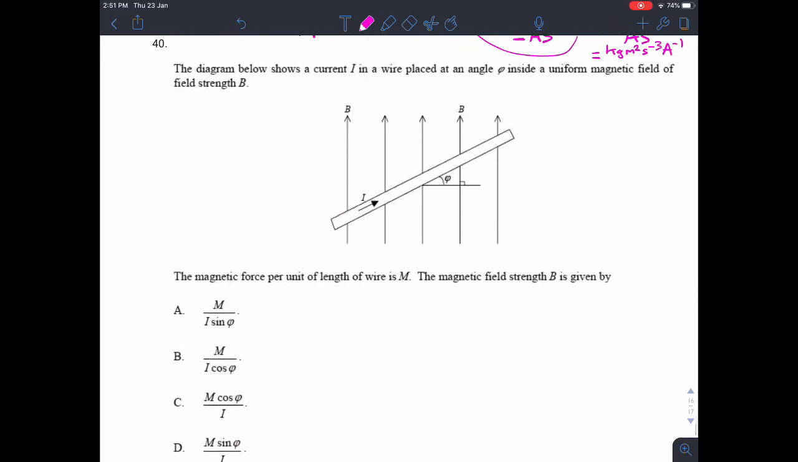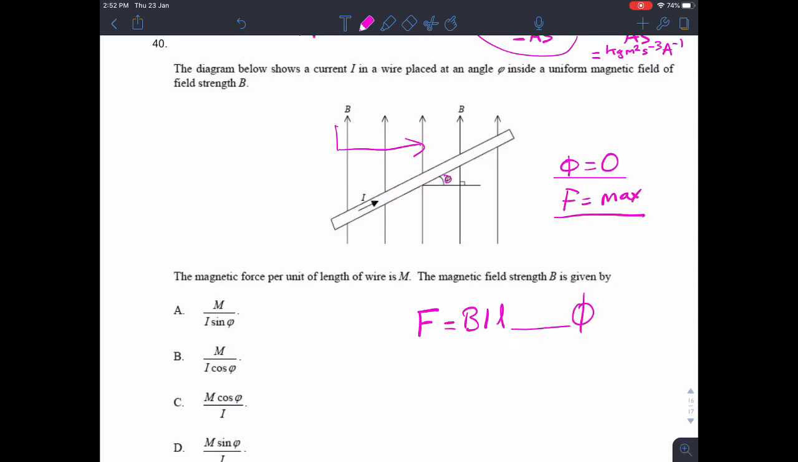Finally, question 40. The diagram below shows a current I in a wire placed at an angle phi inside a uniform magnetic field of field strength B. The magnetic force per unit length of the wire is M. The field strength B is given by what? Okay, so we know that F equals BIL, and here we've got phi, and if you imagine that the current and the field are at right angles, that would be the greatest amount of force on the electrons, so that would be when phi is 0. So when phi is 0, then the force is at max. The trig that we need to use there must be cos, because when phi is 0, cos phi is at max.